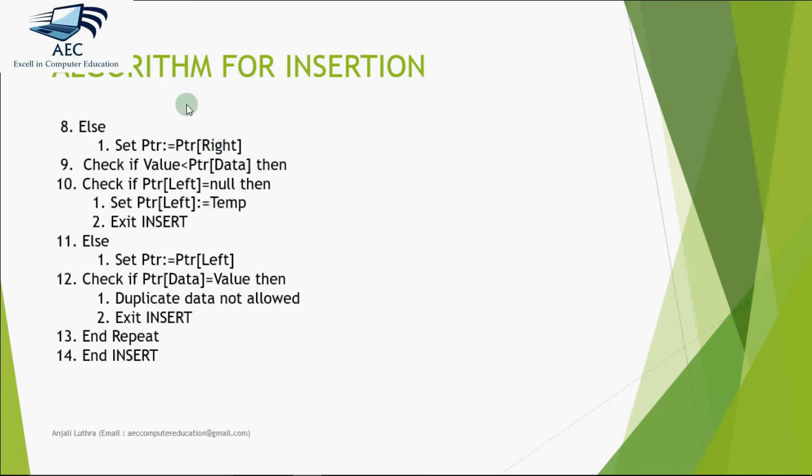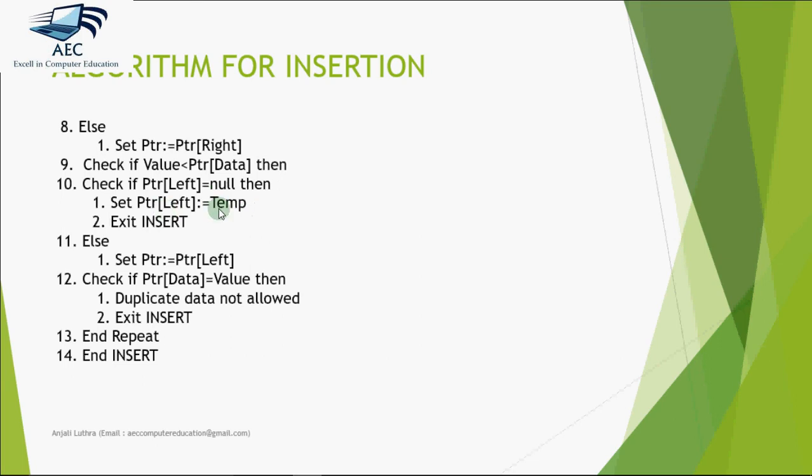And it will again check whether the value to be inserted is now greater than or less than the new location of the pointer. If it is not greater, the same thing is checked: if the value is less than ptr data. If it is less, it should be inserted on the left hand side. For that, we need to check if ptr left is equal to null. If yes, we have found the position.